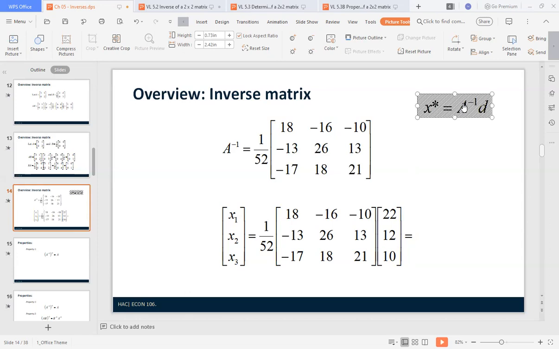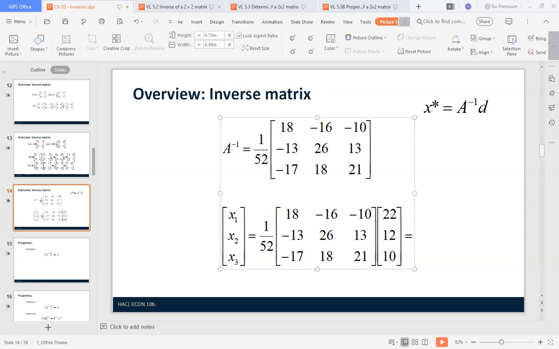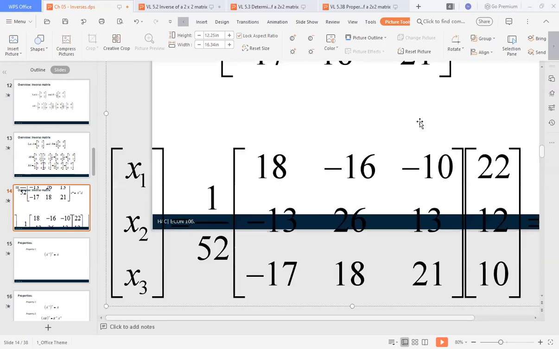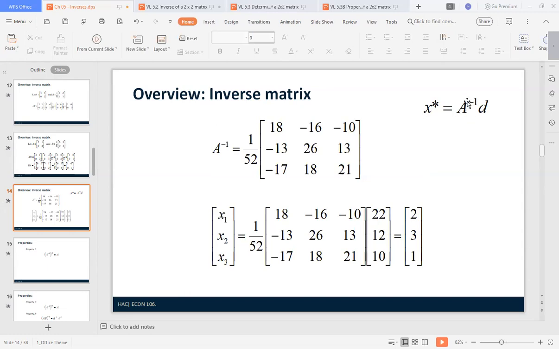All right. Now I will use this one as a guide. This is how we will solve for x star here: inverse multiplied to the constant. Therefore, this would be equal to 2, 3, and 1. Meaning that just by multiplying the inverse here and the constant, x1 is equal to 2, x2 is equal to 3, and x3 is equal to 1.